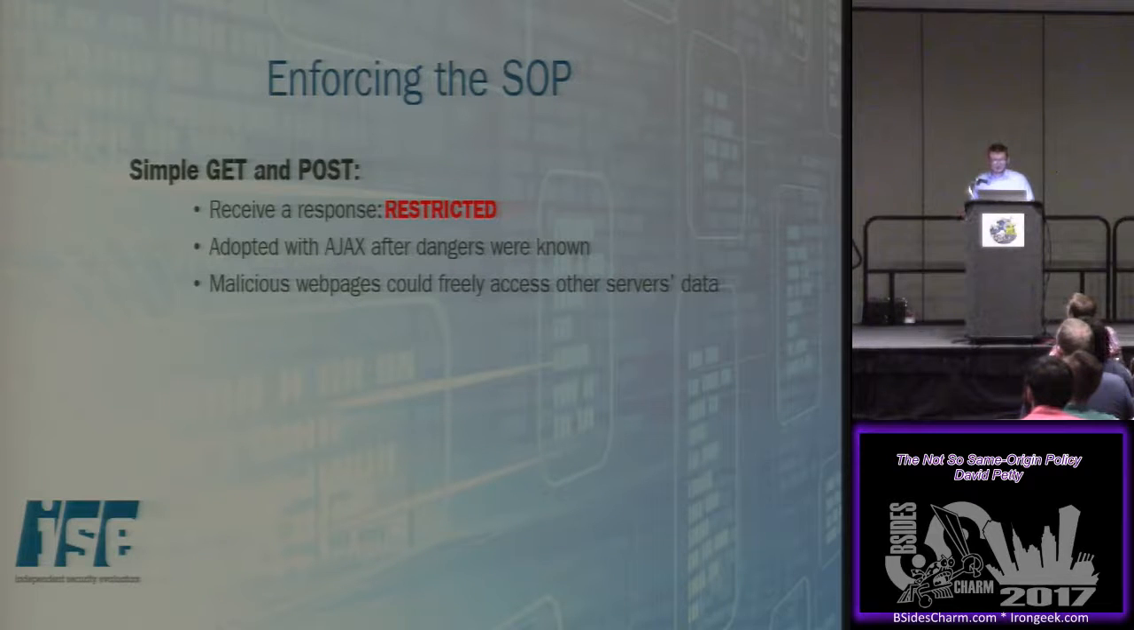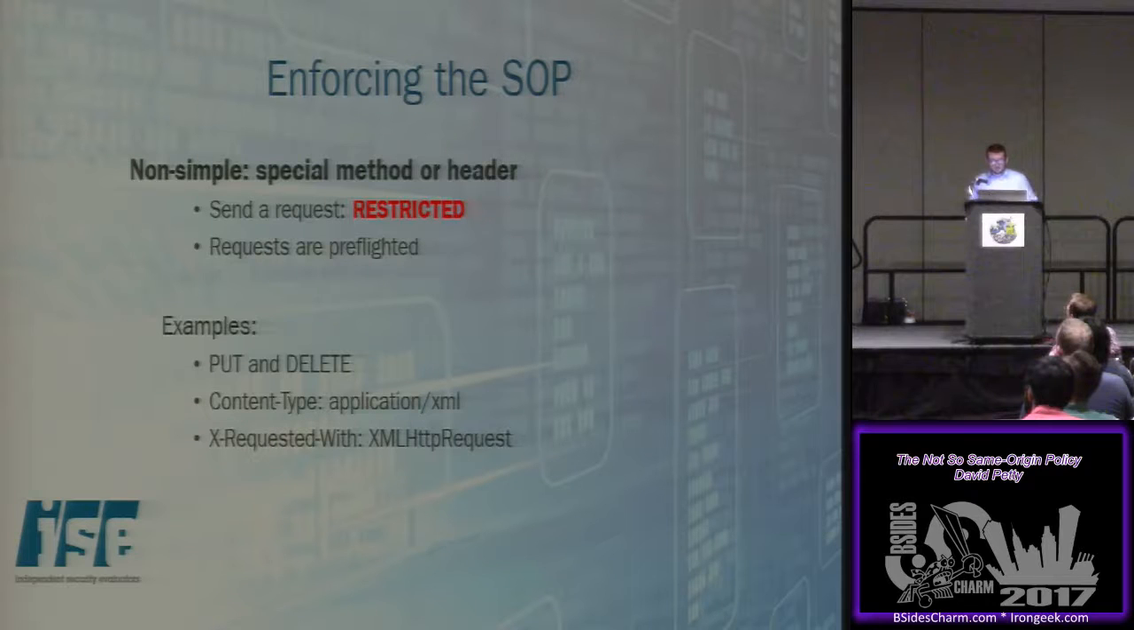And of course, we don't want malicious pages accessing other data. Okay, and then there are some non-simple requests, and basically this is a request that uses a special method or header, and you can see some examples I put at the bottom. By default, the same origin policy will restrict these cross-origin requests, because they're pre-flighted, meaning they're going to send an OPTIONS request first to the server with information on the request, and the server gets to evaluate if it's safe or not.